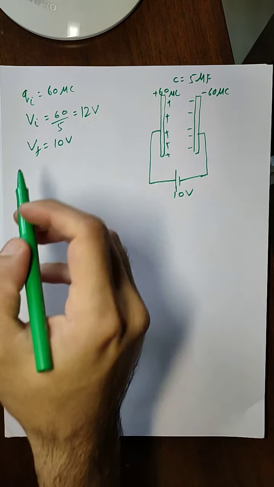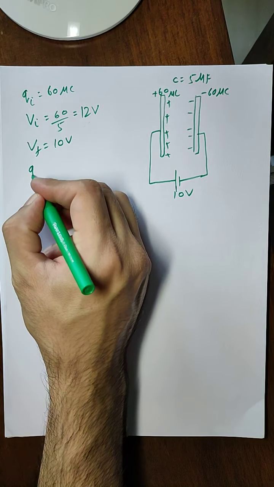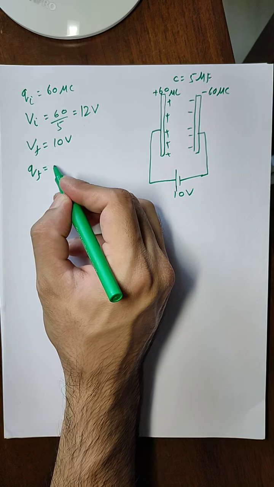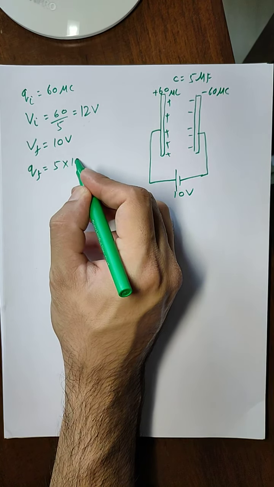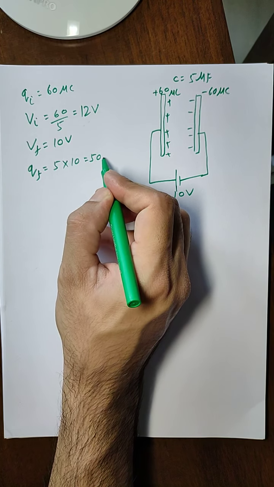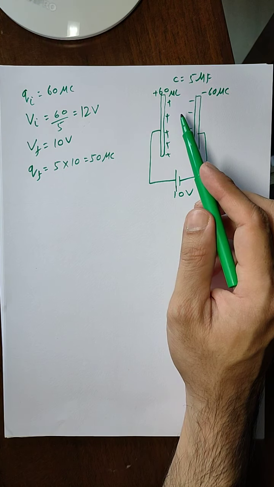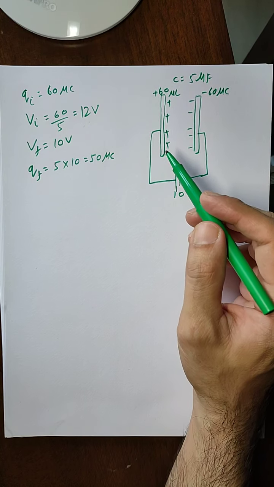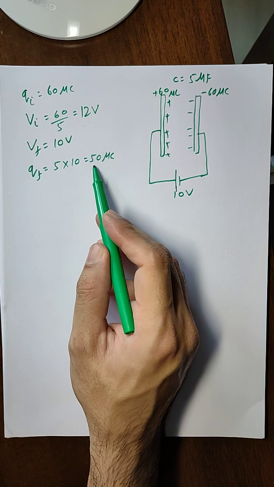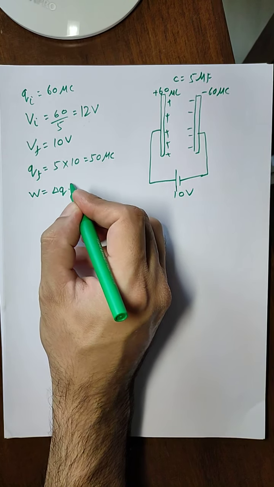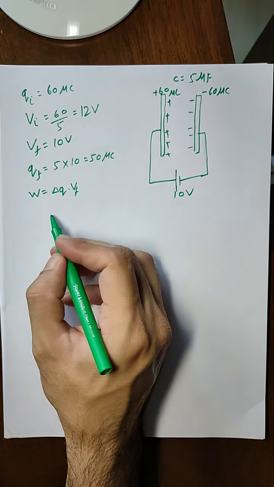So if this is the final potential difference, then the final charge between the plates has to be Q equals to CV. So 5 into 10, so that is 50 microcoulomb. So that means the 10 microcoulomb of charge has to be removed here. Initial is 60 and final has to be 50. So the work done is delta Q into V, the final.